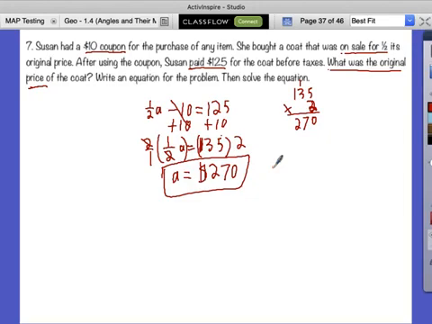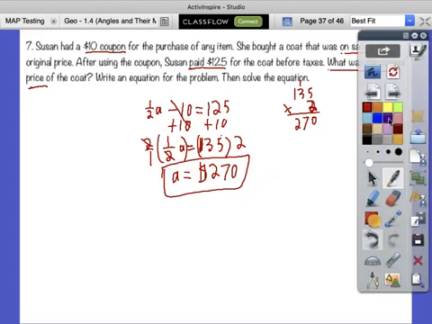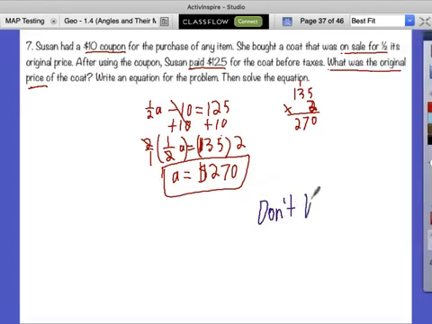Do you guys want some don't do's, problems you don't have to do? Yeah. Okay. You will see the don't do's are 7 and 13 through 15.